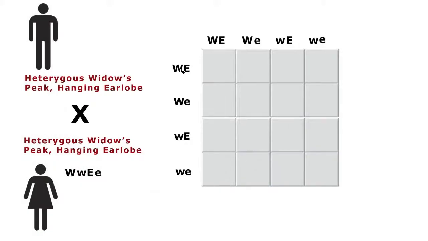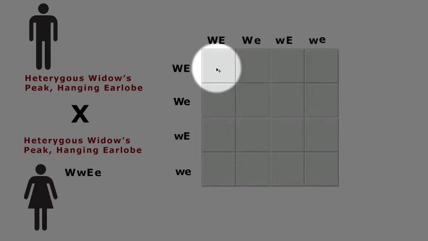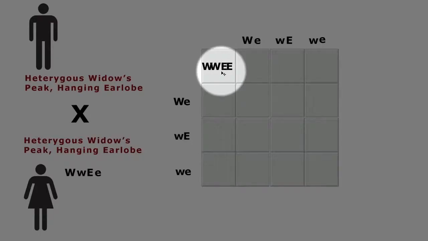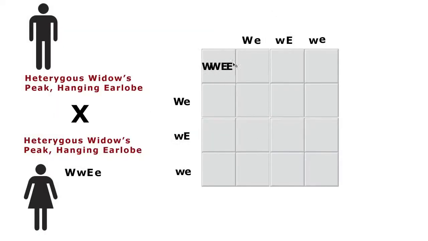Now all we have to do to complete our Punnett square is to put those alleles back together and see what the offspring looks like. So for this one in the corner, we would take our W's and put them together, and our E's and put them together. So obviously, this baby ends up with homozygous dominant for both traits. So this baby is definitely going to have widow's peak and hanging earlobe.